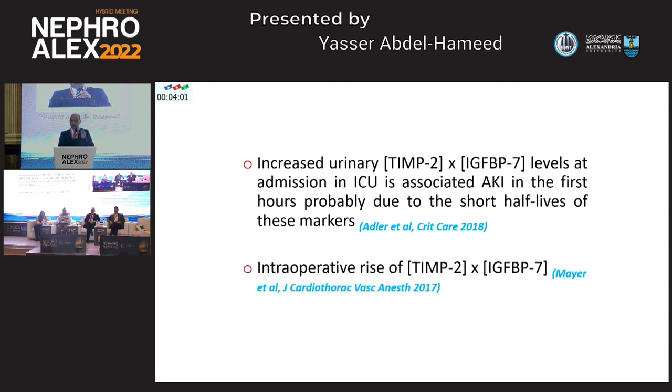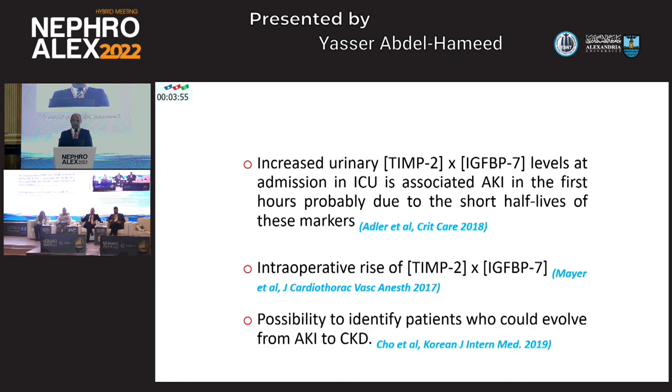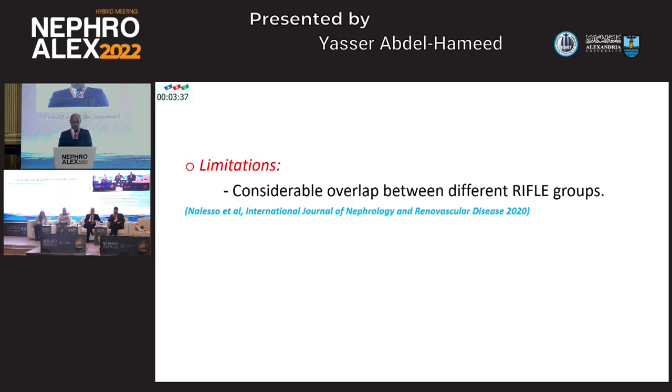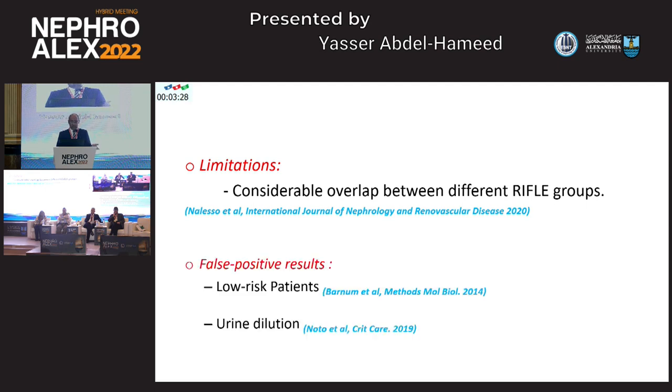Also, intraoperative rise of this equation or this factor was studied with variable results. A possibility was proposed in this study in 2019 to identify patients who could have evolved from AKI to CKD, but still the cutoff point is not defined for this. It is defined only for acute kidney injury. Limitations of course include at which stage of acute kidney injury we are, RIFLE 1, 2 risk stage, and false positive results in cases of urine dilution, as with high IV fluids, and low risk patients could not be differentiated as early low risk or late low risk.